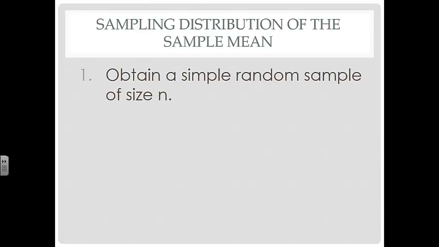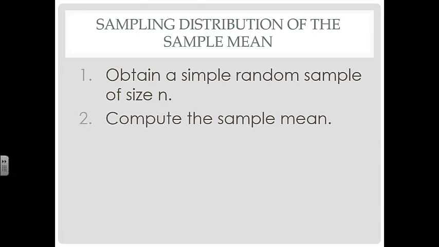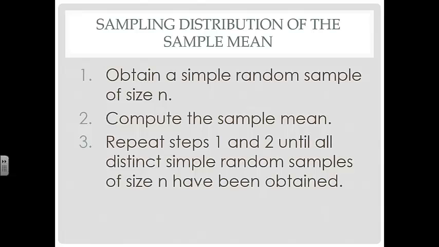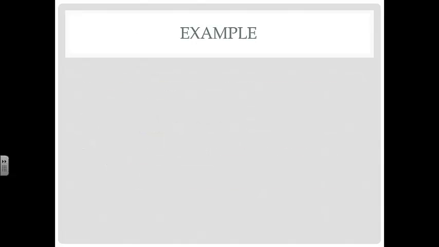First, we obtain a simple random sample of size n. Then we compute the sample mean. So that gives us one sample mean. Then we're going to repeat steps 1 and 2 until all distinct simple random samples of size n have been obtained. So let's take a look at an example.